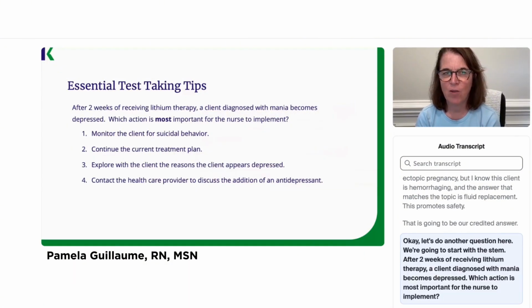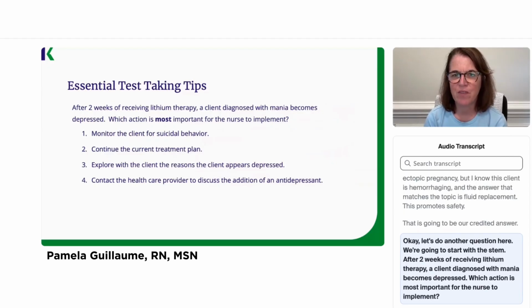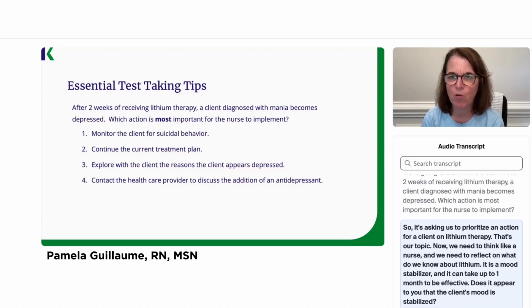Okay, let's do another question here. We're going to start with the stem. After 2 weeks of receiving lithium therapy, a client diagnosed with mania becomes depressed. Which action is most important for the nurse to implement? So it's asking us to prioritize an action for a client on lithium therapy.